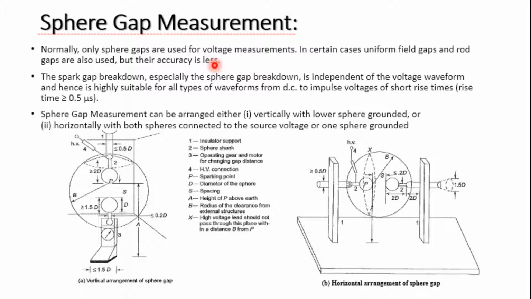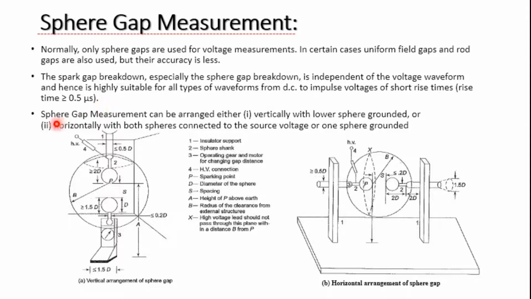Generally, we are going with the standard spheres. The spark gap breakdown, especially the sphere gap breakdown, is independent of the voltage waveform. That's why it is highly suitable for all types of waveforms like DC, AC, as well as impulse. You can even use it for a rise time greater than or equal to 0.5 microsecond, that is for the impulse, and for lightning as well.